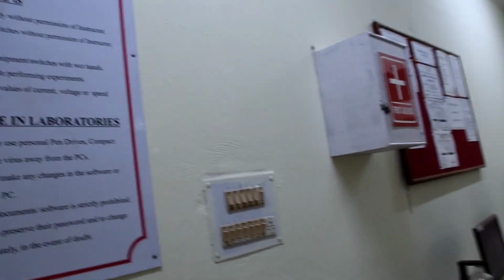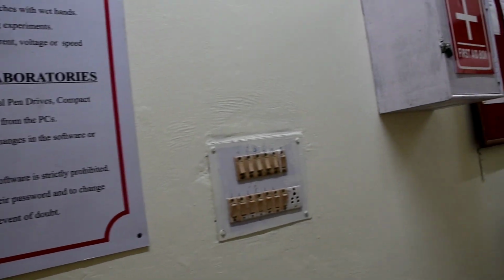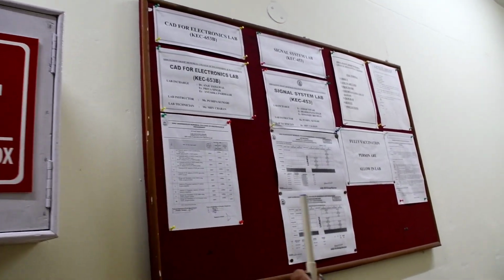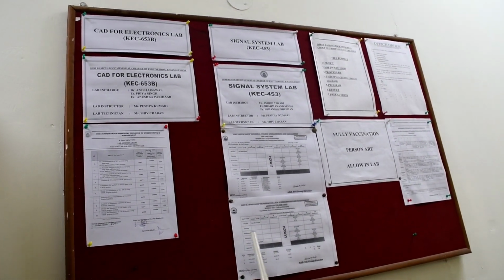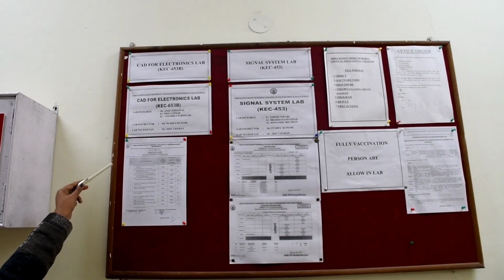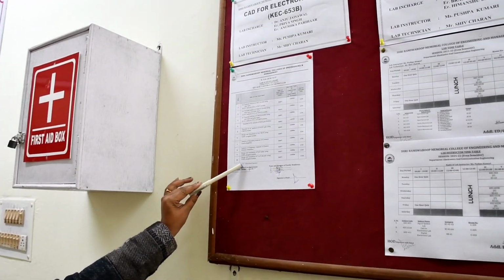These are the do's and don'ts, and some of the safety rules we follow when we enter this lab. This is the first aid box. This is a bulletin board on which different lab activity charts have been displayed, on which all the 10 experiments, which are software based experiments, are listed.